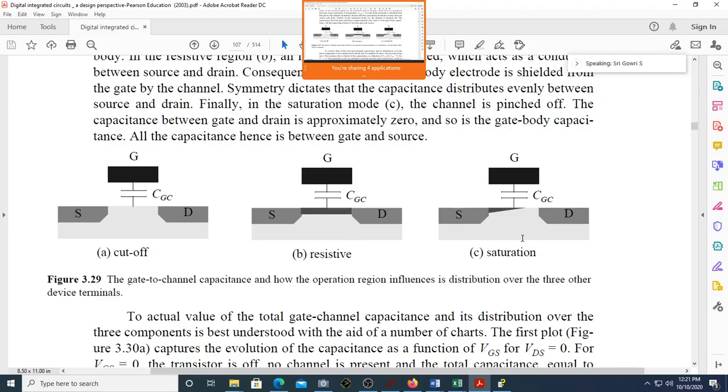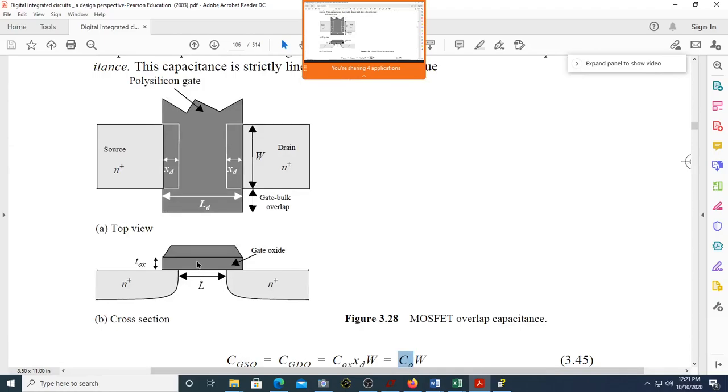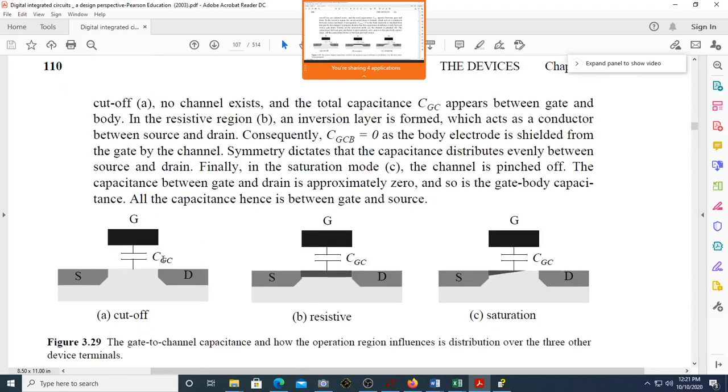Yes, sir. During cutoff region, you can see there is a source and drain. There is no channel formed. Correct? Even though a channel is formed or not, because of the physical structure of your MOSFET, there is a capacitance, because you have the gate, you have the oxide layer, and you have the semiconductor. That is, MOS capacitor is there. Can you see the MOS capacitance is existing when it is in cutoff region, resistive region, as well as saturation region?